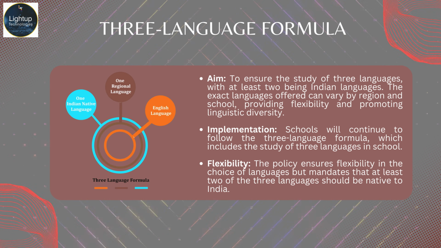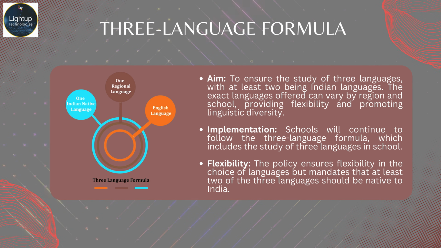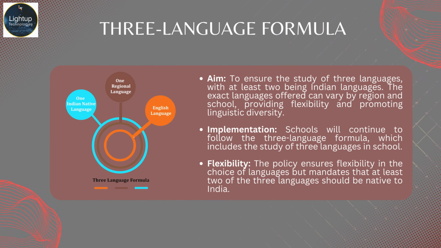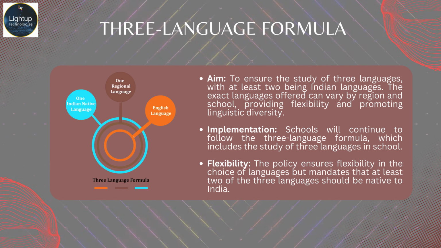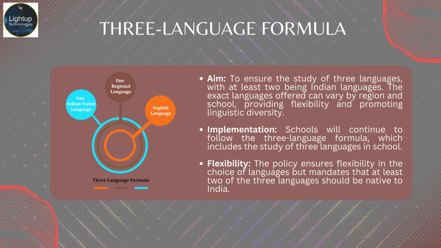formula. Three-language formula. Aim: to ensure the study of three languages, with at least two being Indian languages. The exact languages offered can vary by region and school, providing flexibility and promoting linguistic diversity. Implementation. Schools will continue to follow the three-language formula, which includes the study of three languages in school. Flexibility. The policy ensures flexibility in the choice of languages but mandates that at least two of the three languages should be native to India.